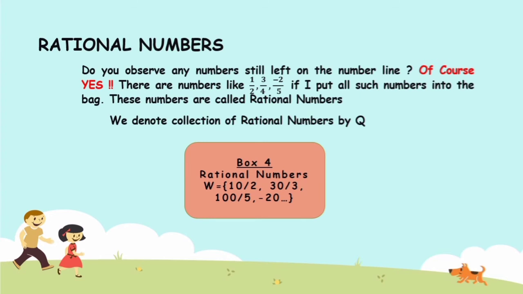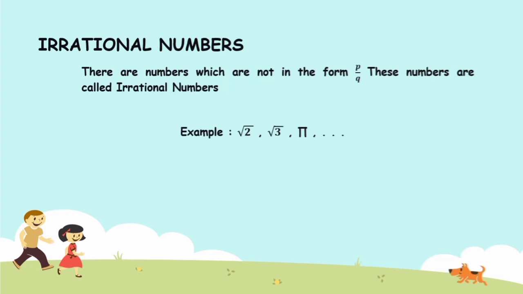Students, do you observe any numbers still left on the number line? Of course, yes. There are numbers like fractions still left on the number line. If I put all such numbers into the bag, these numbers are called rational numbers. Rational numbers are those which can be expressed in the form of p by q. The important condition is that the denominator must not be equal to 0.